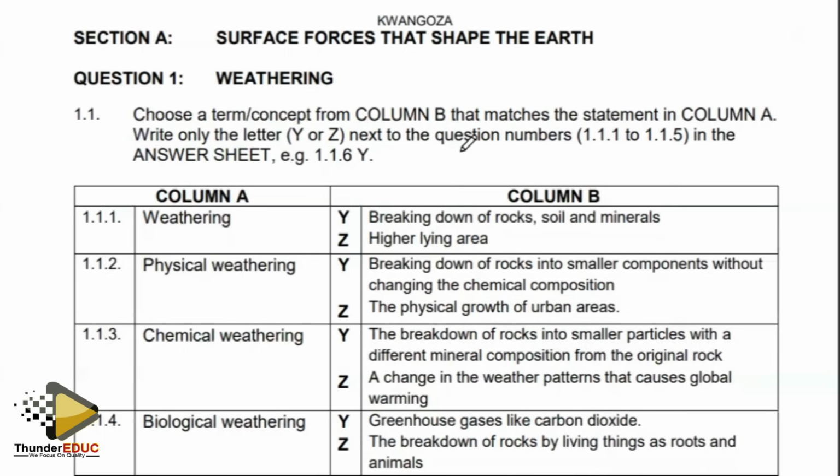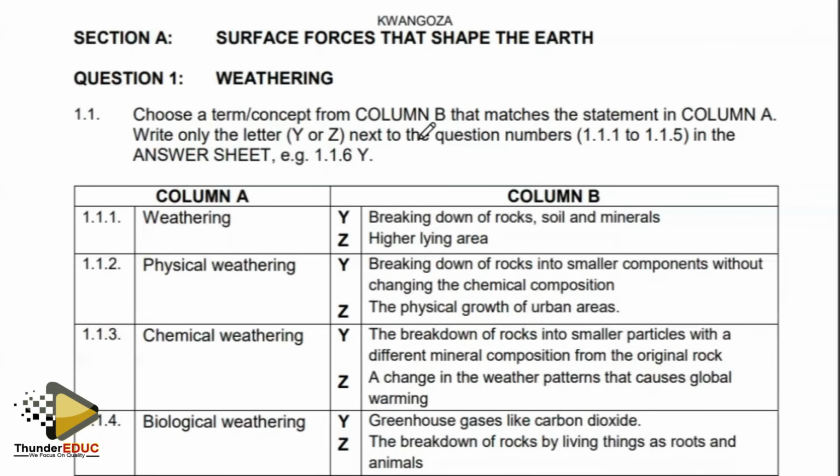So here we have surface forces that shape the earth. We have our first question. It's about weathering. You're going to choose a term or concept from column B that matches the statement in column A. You will write only the letter Y or Z next to the question numbers 1.1.1 to 1.1.5 in the answer sheet given to you. For example, 1.1.6 is Y.